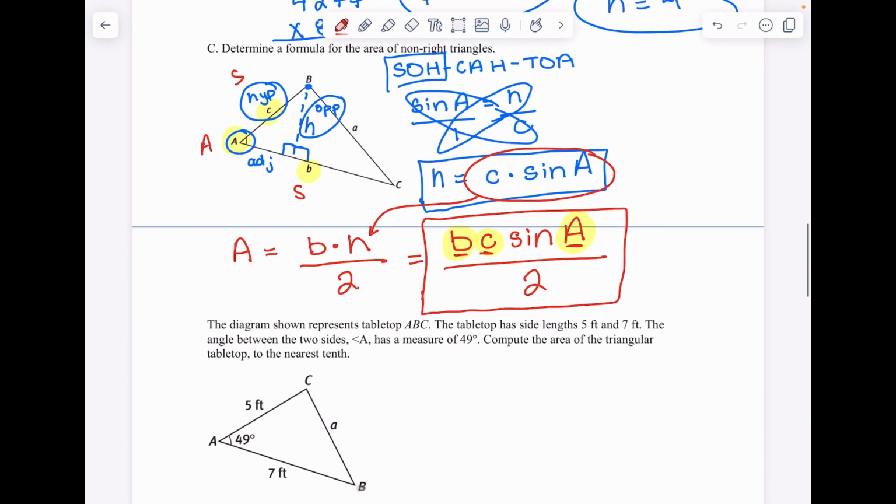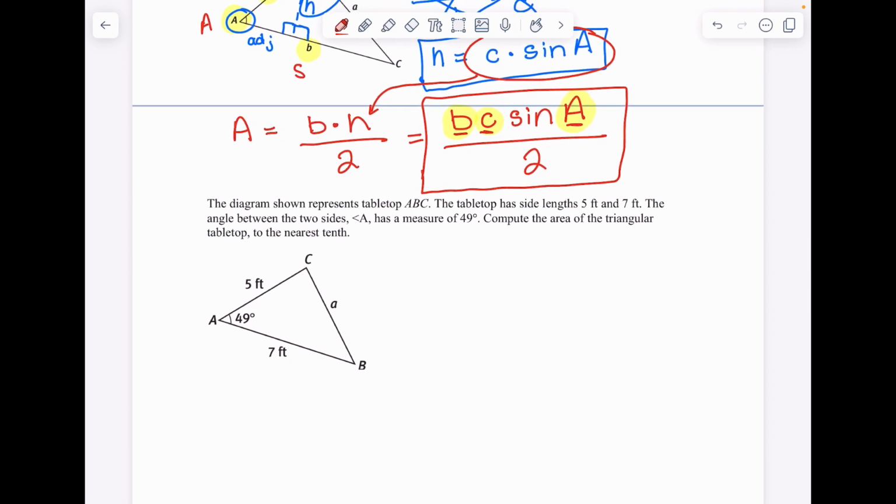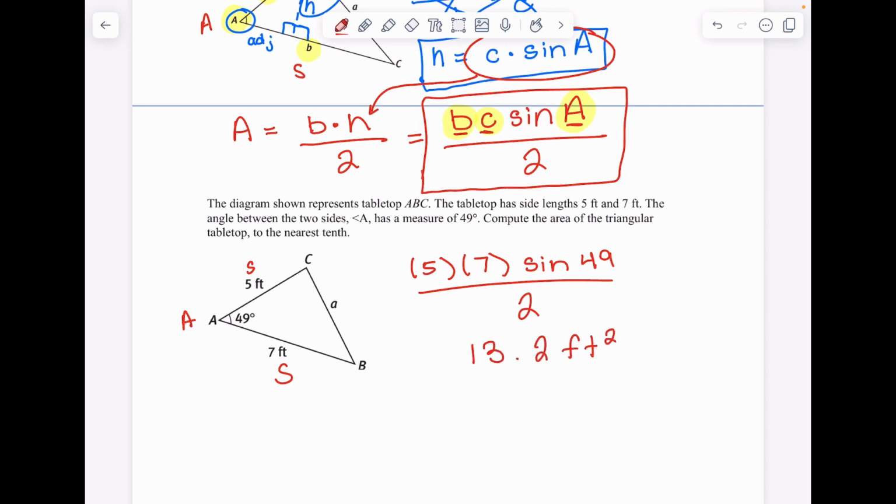So let's try this. The diagram shown represents tabletop ABC. The tabletop has side lengths 5 feet and 7 feet. The angle between the two sides, angle A, has a measure of 49 degrees. Compute the area of the triangular tabletop to the nearest tenth. So notice how I have an SAS. So for my two sides, I multiply them together. And then I multiply that by the sine of the angle in the middle and divide by 2. And if I plug all of this into a calculator, make sure to be careful with your parentheses. This will give me 13.2 feet squared when I round to the nearest tenth.